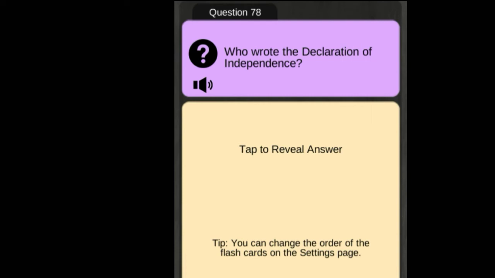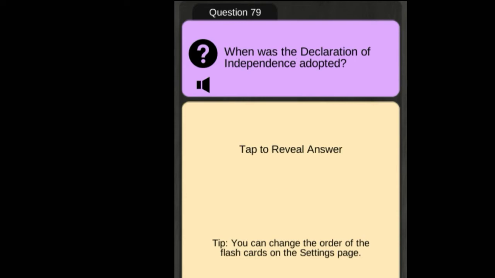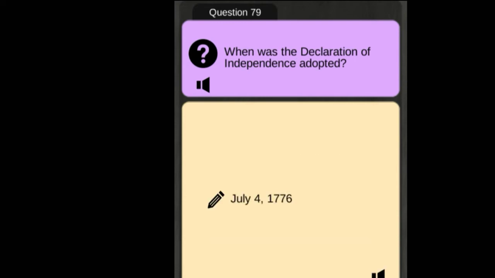Who wrote the Declaration of Independence? Thomas Jefferson. When was the Declaration of Independence adopted? July 4, 1776.